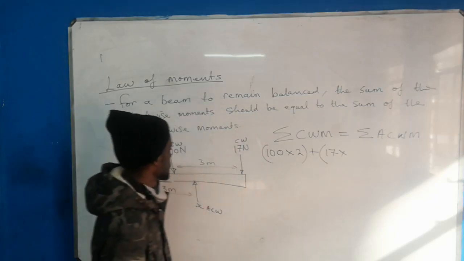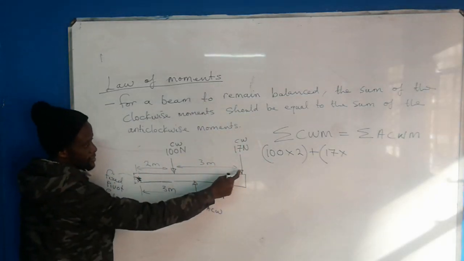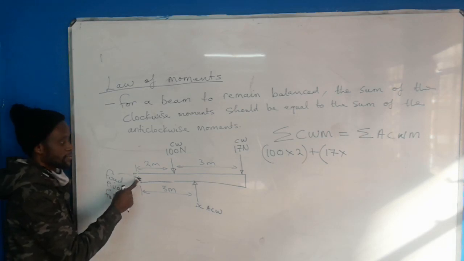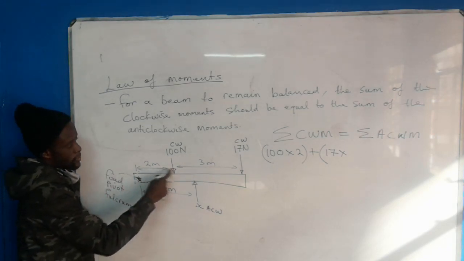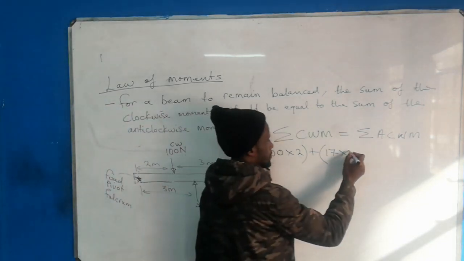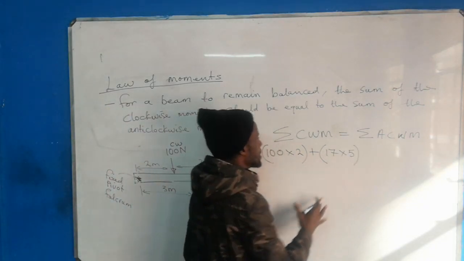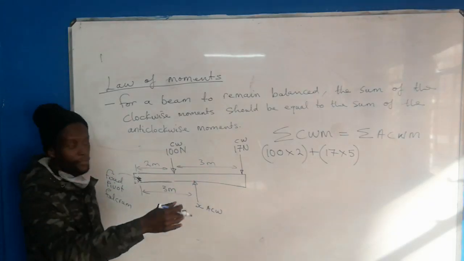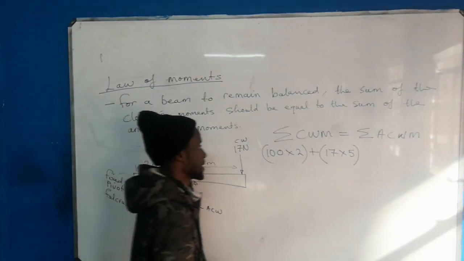Times how much? Times 5. So the distance from here all the way up to the turning point, always up to the turning point. So in this case, it's 2 plus 3, that's a 5. We close this. The clockwise moments are finished. If there were some other clockwise moments, we keep adding.